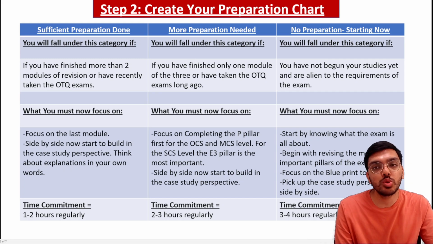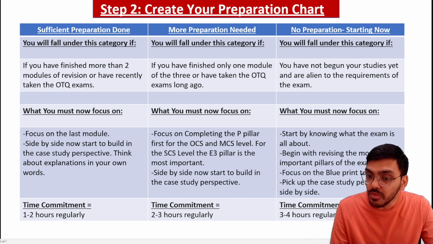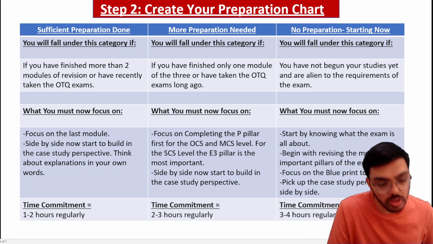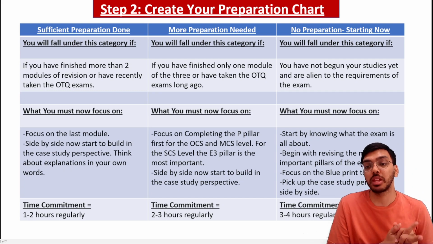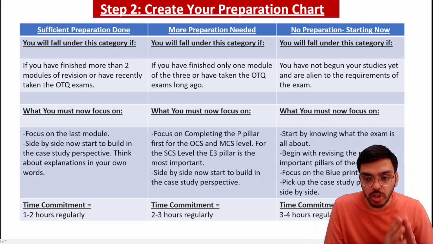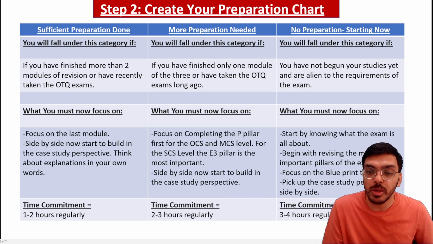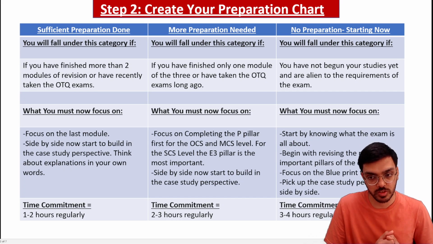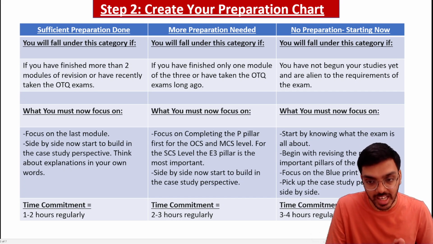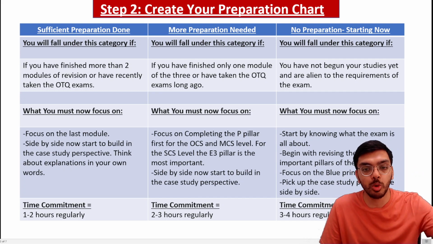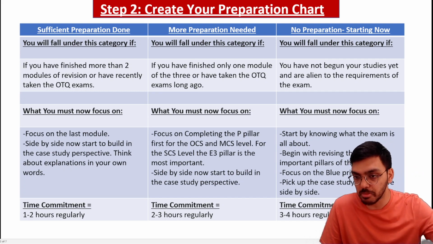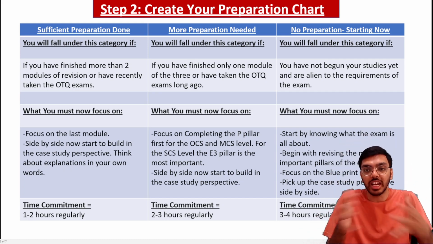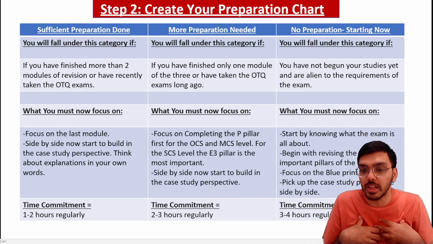So when students choose to sign up with us, we give them an extra blueprint explanation document, which you are not going to find anywhere else, because only we have created it for our students. So when you have started late, you will first focus on the most important pillar. For OCS, MCS, P pillar. For SCS, the E pillar, through the material, through the direction, through the learning documents that we give you.